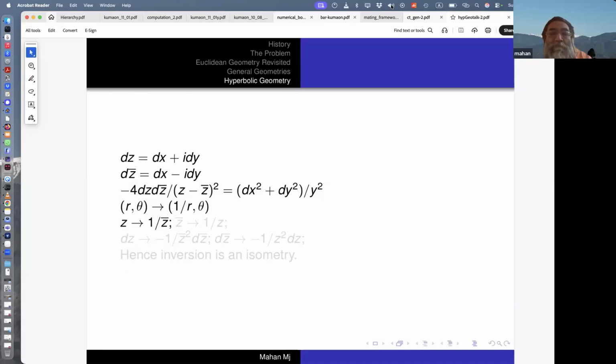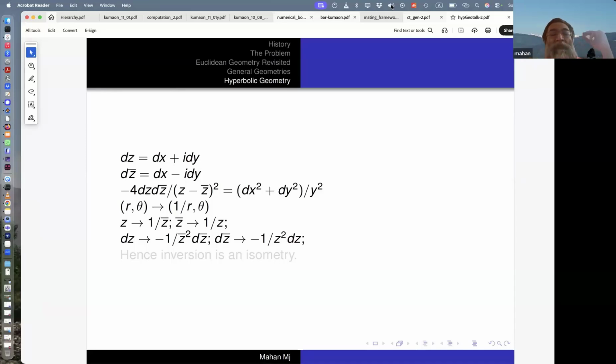z goes to 1 by z bar. What does z bar go to? 1 by z bar bar, which is 1 by z. So what does dz go to? Just apply the chain rule: minus 1 by z bar squared dz bar. What does dz bar go to? Minus 1 by z squared dz. Now just plug all this in. dz dz bar goes to minus 1 by z bar squared times minus 1 by z squared dz bar dz. And (z minus z bar) whole squared goes to (1 by z bar minus 1 by z) whole squared.